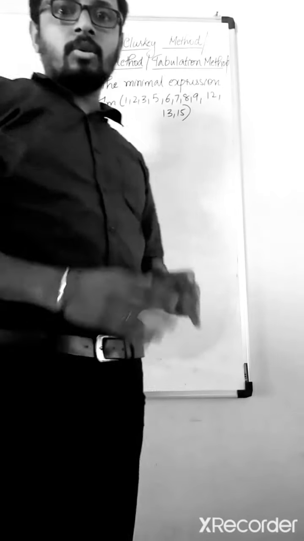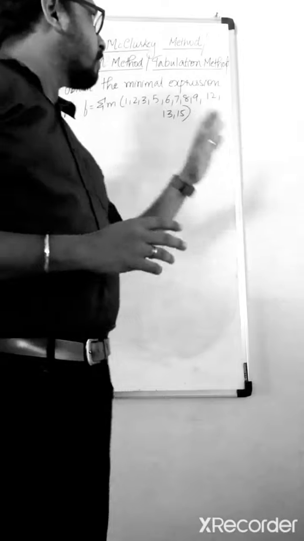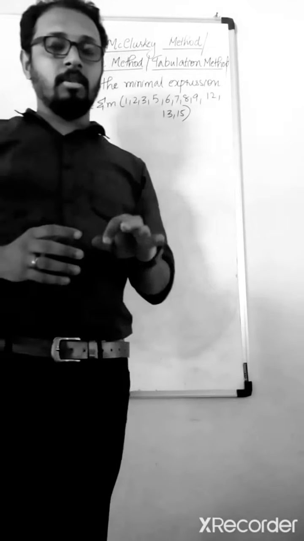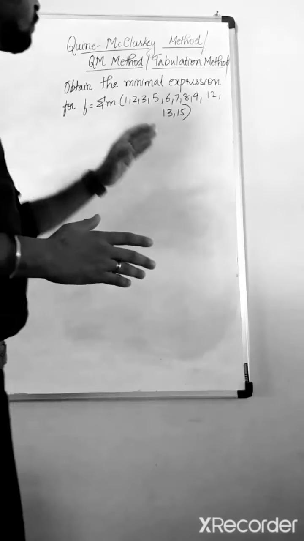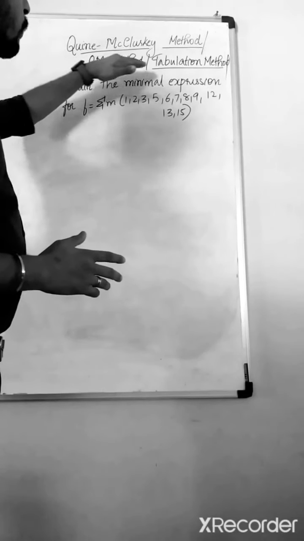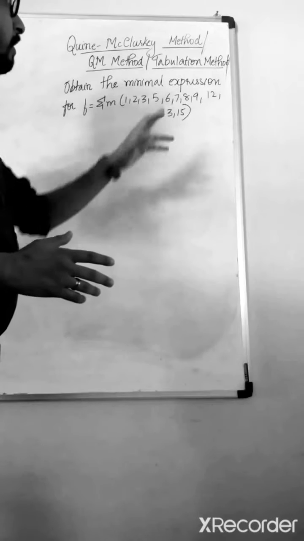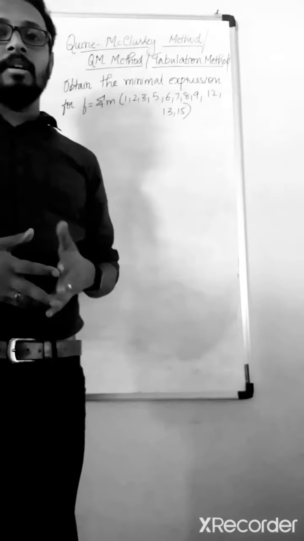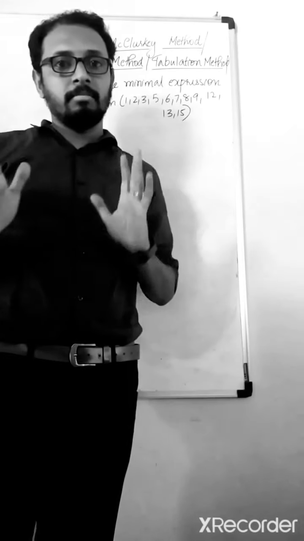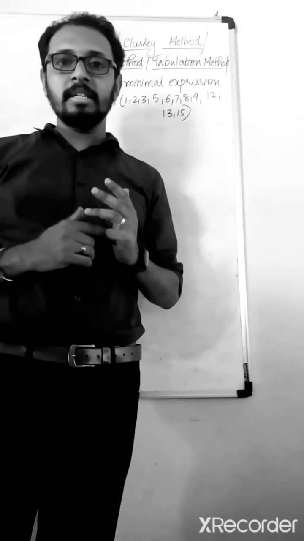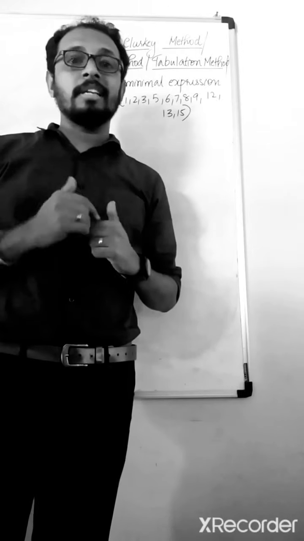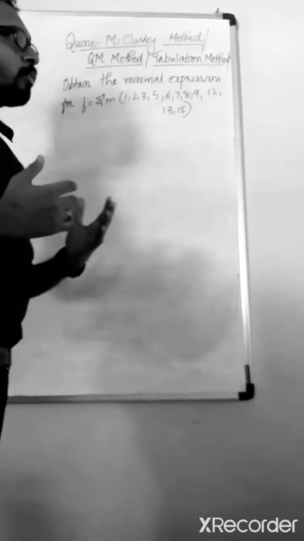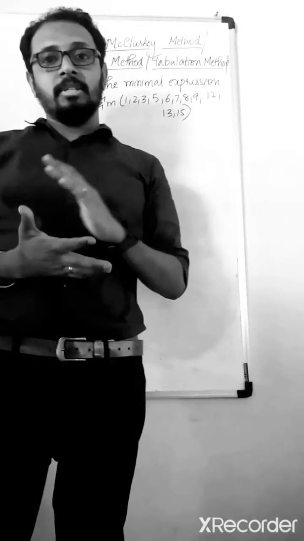The next topic, one of the most important topics of the second module, is the Quinn-McCluskey method. You can also call it the QM method, short form of Quinn-McCluskey, or the tabulation method, or tabular method. A lot of names are there for this particular method. And why such a method for solving expressions?